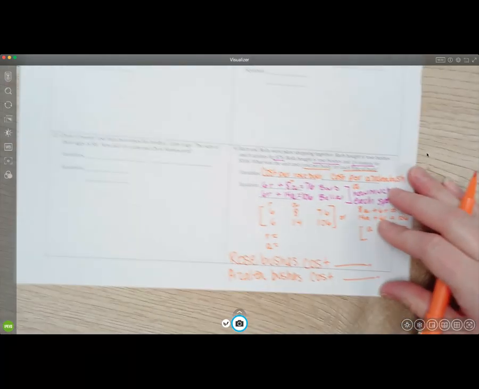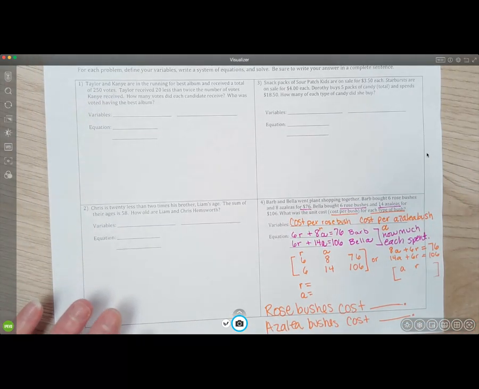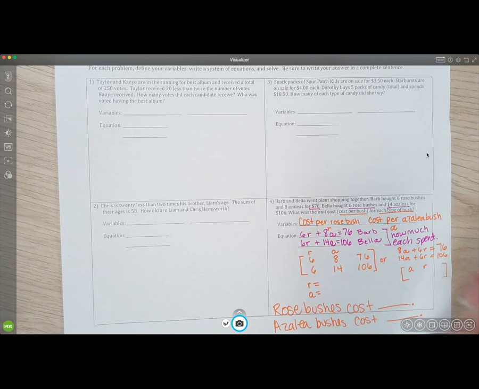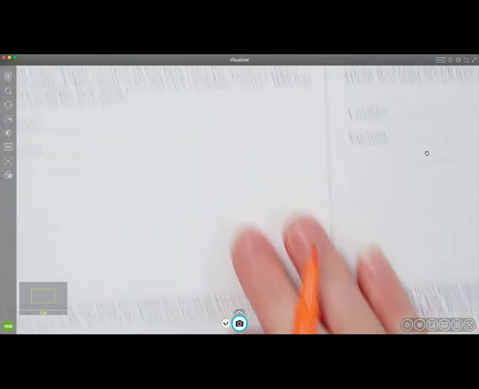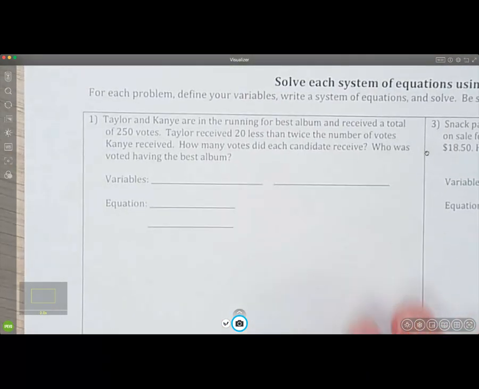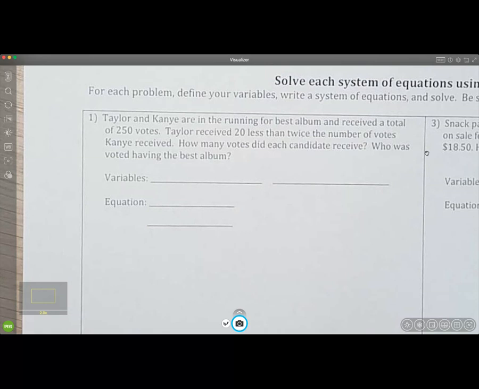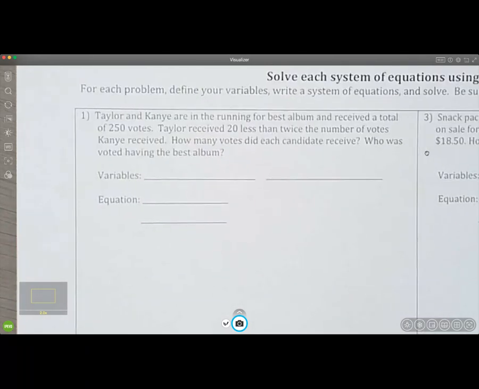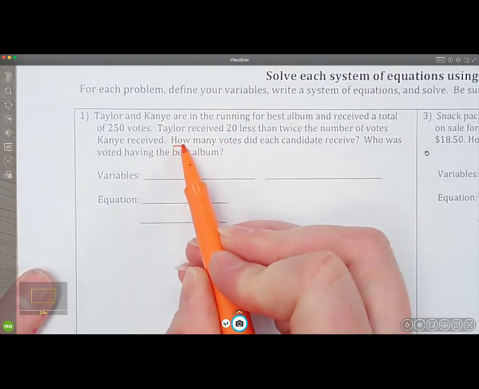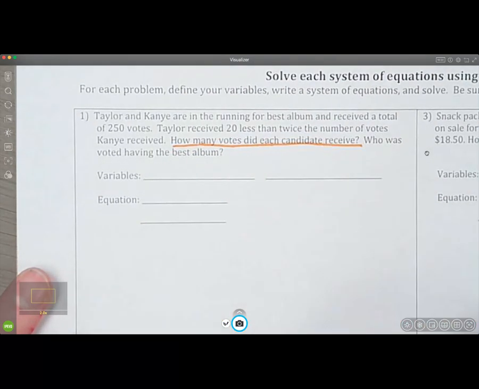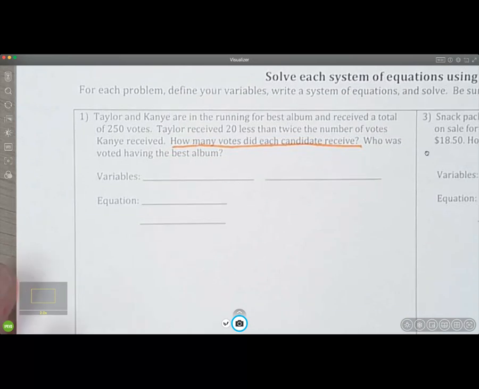Okay, let's look at 1 and 2. Taylor and Kanye are in the running for Best Album and received a total of 250 votes. Taylor received 20 less than twice the number of votes Kanye received. How many votes did each candidate receive? And who was voted having the best album? So our question is, how many votes did each candidate receive? So we can use that to determine our variables.